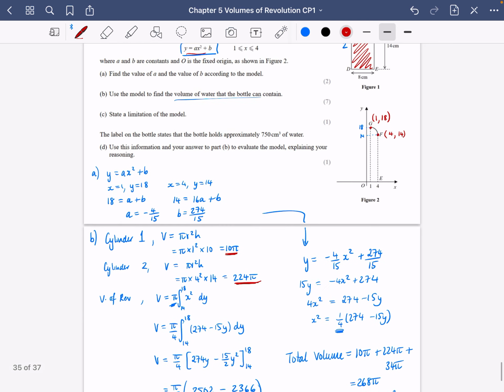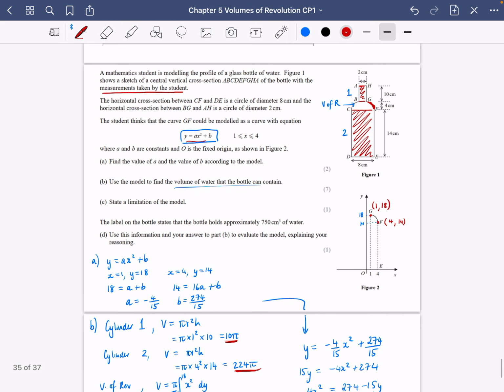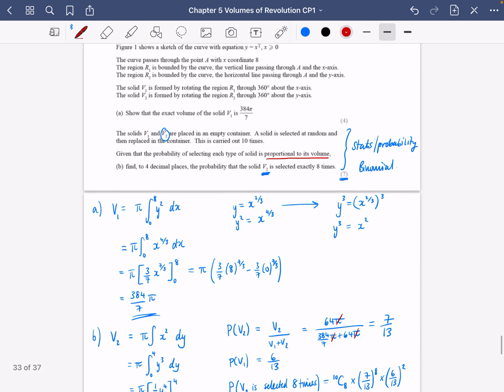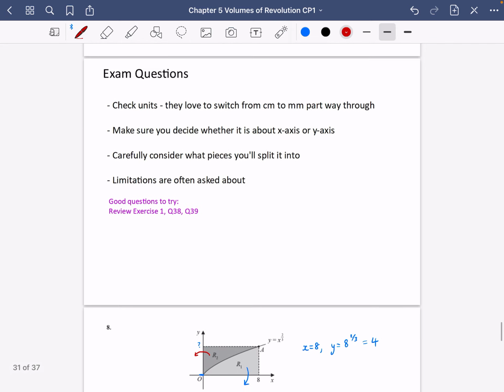Okay, so that is chapter 5 on volumes of revolution. Try those questions from the review exercise that I mentioned at the beginning, and good luck.